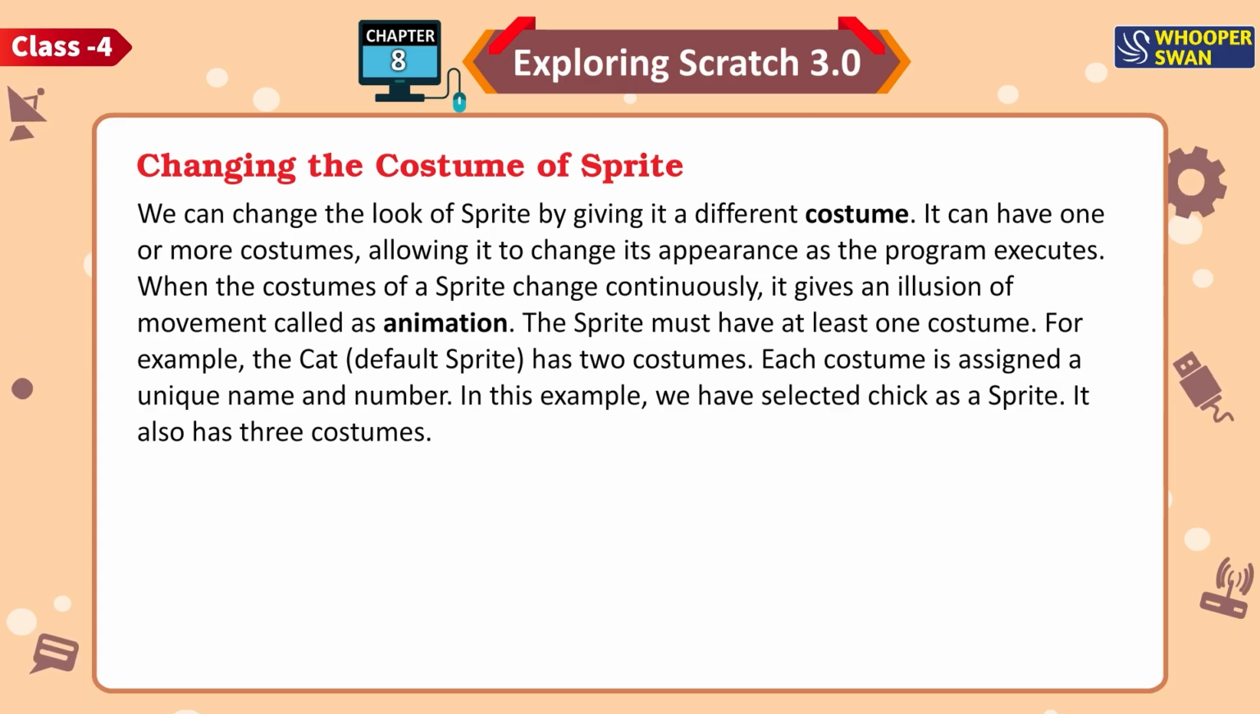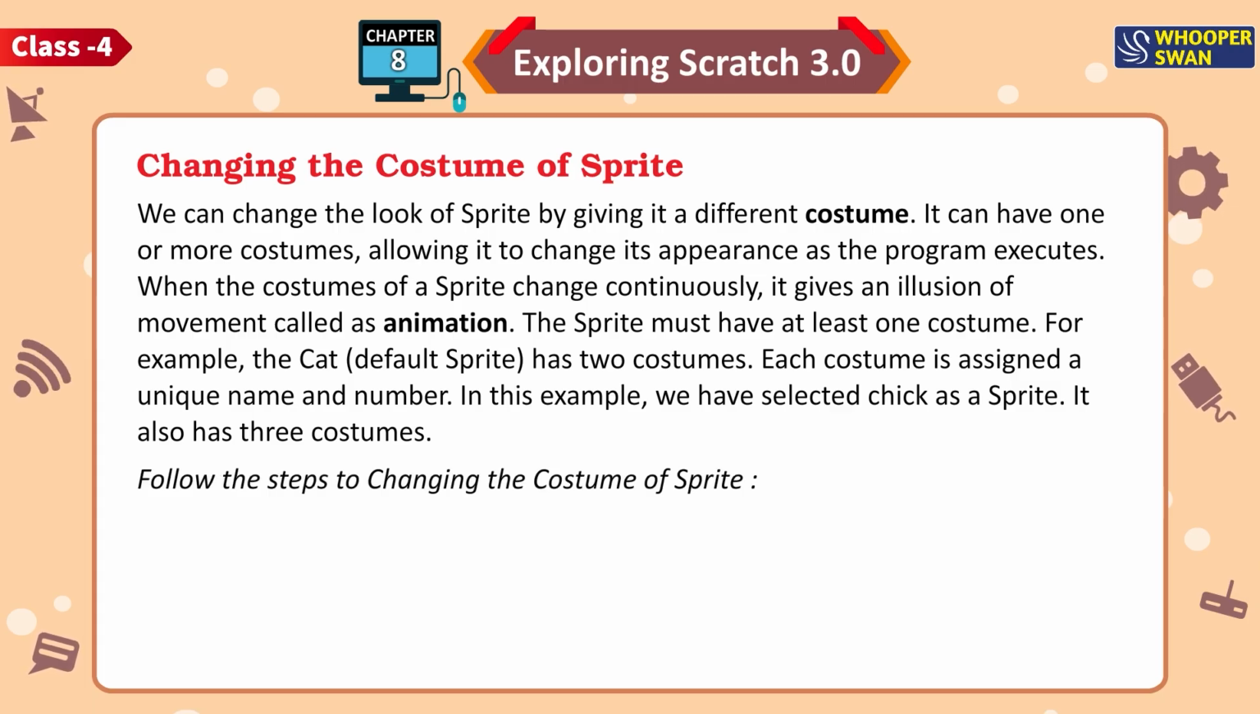The sprite must have at least one costume. For example, the cat default sprite has 2 costumes. Each costume is assigned a unique name and number. In this example, we have selected Chick as a sprite. It also has 3 costumes. Follow the steps to change the costume of sprite.